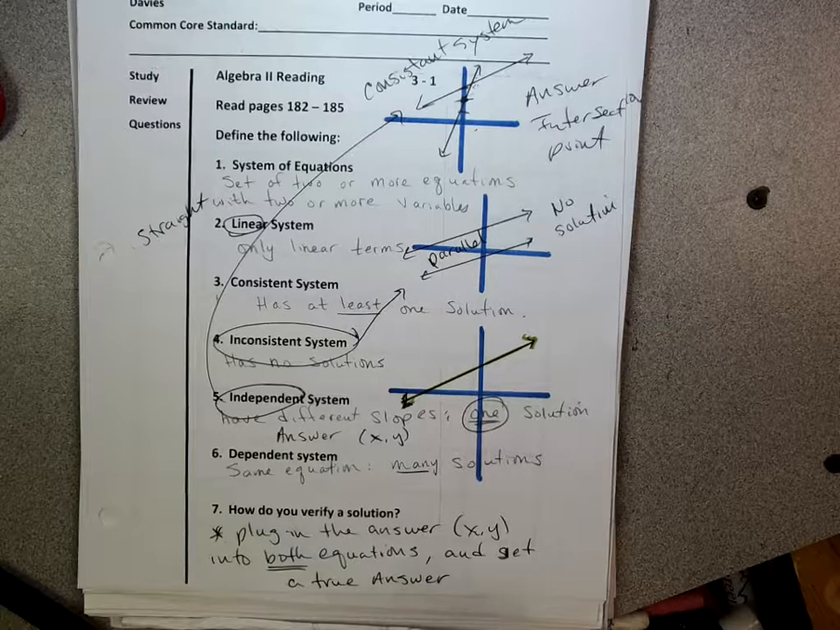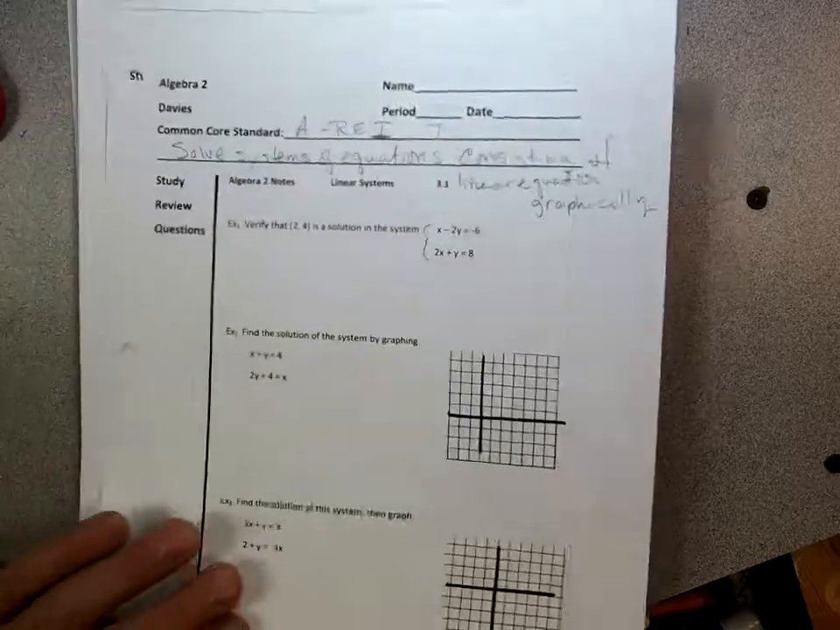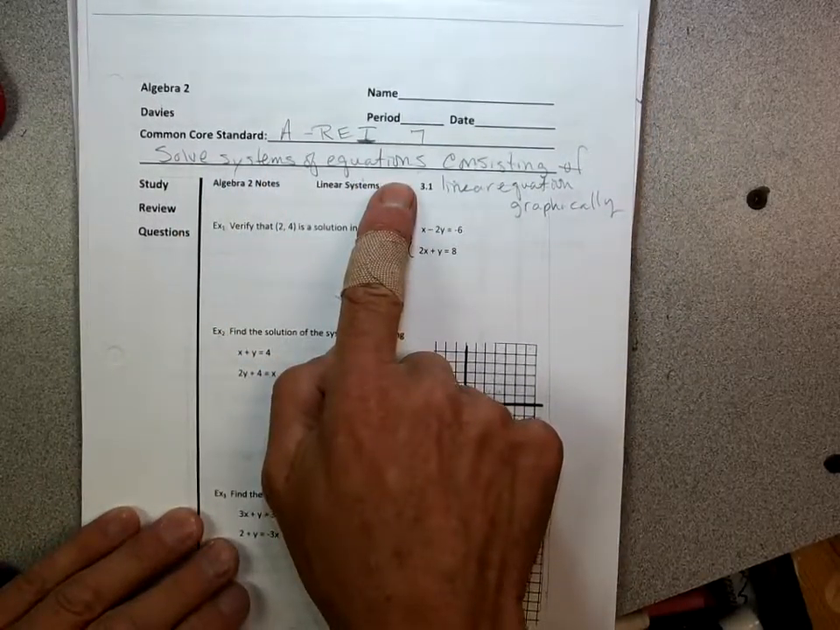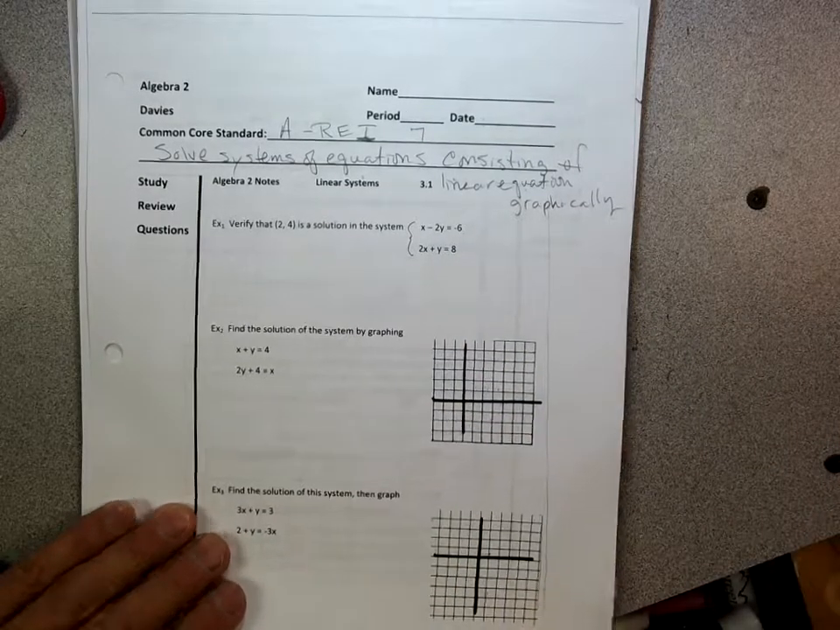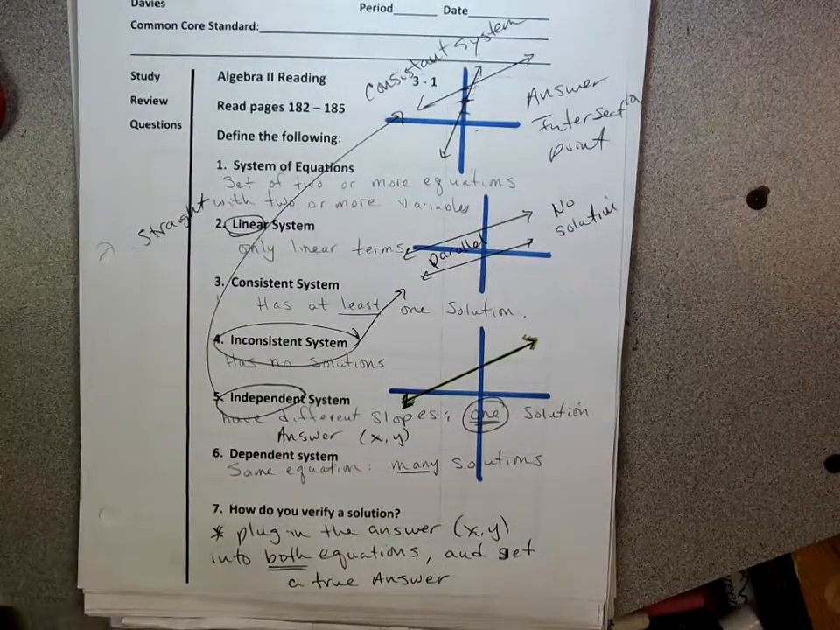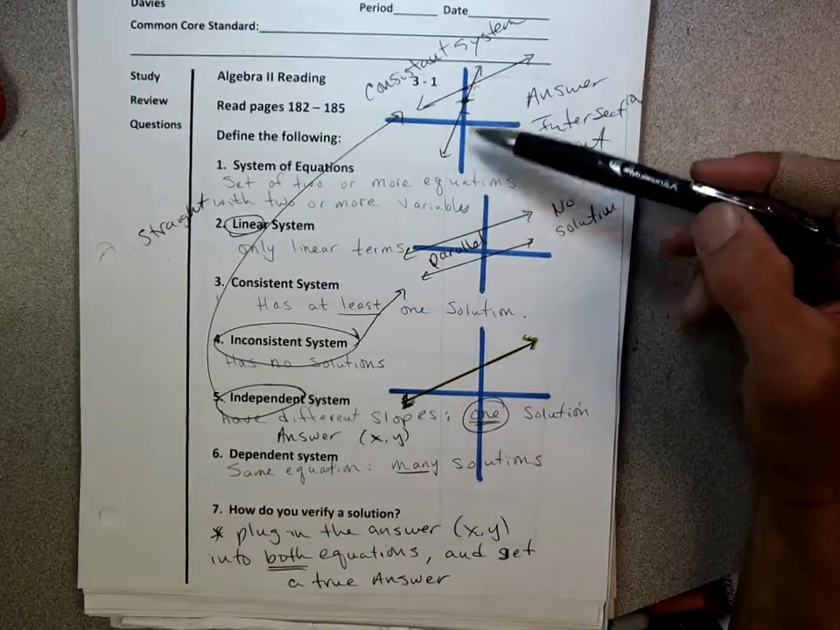Okay, so today we're starting chapter 3, and our Common Core standard really is solving systems of equations consisting of linear equations graphically. Okay, that's the Common Core standard. We went through our reading, we talked about basically what we're looking for is two lines that intersect.